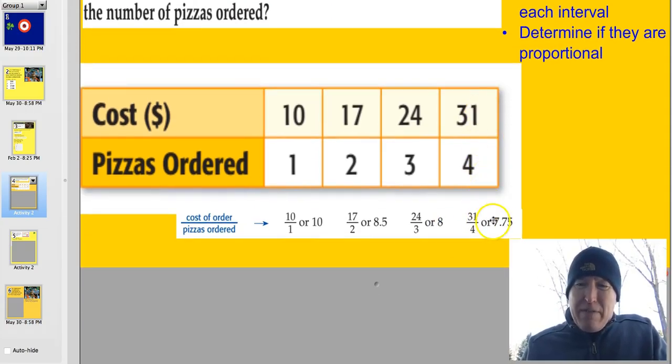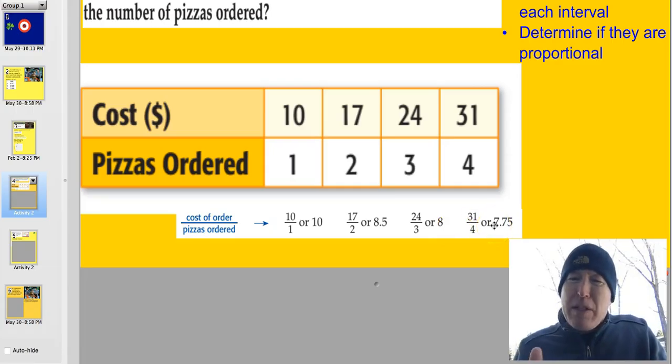31 divided by 4 is $7.75. These are getting cheaper each time. And it kind of makes sense, right? Because you're only paying that delivery once. So if you bought 100 pizzas, that delivery rate would still only be $3. So each pizza will be a little bit cheaper.